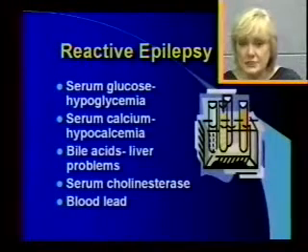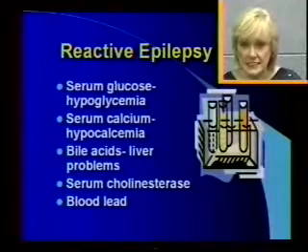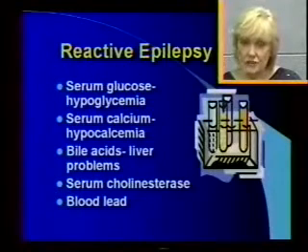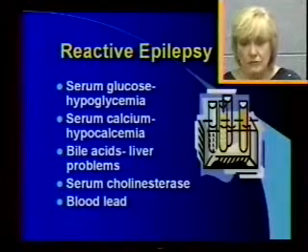We will do a serum cholinesterase if we suspect organophosphate toxicity. And most of the time, if the animal has seizures from organophosphate toxicity, the level is below 500 international units, where the normal would be 1,000 to 1,200 international units. Once they get below 500 international units, they're going to seizure.